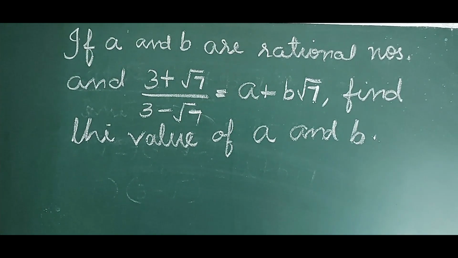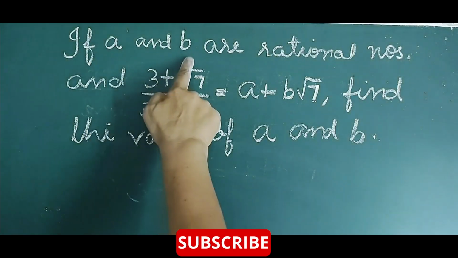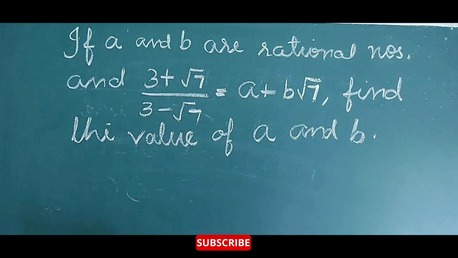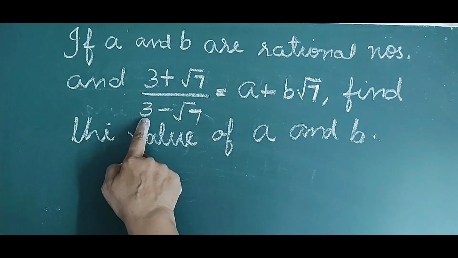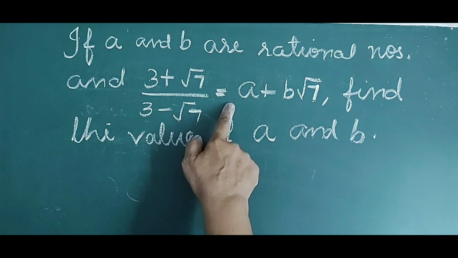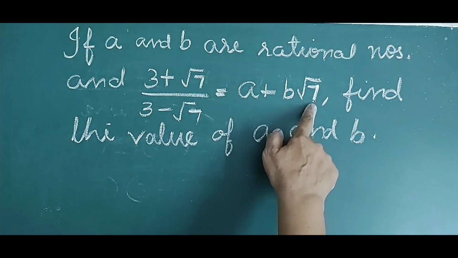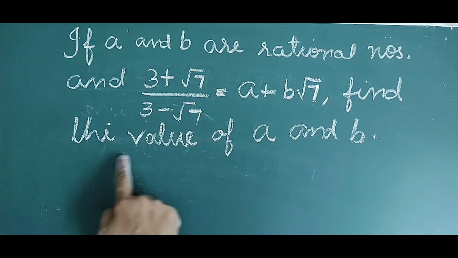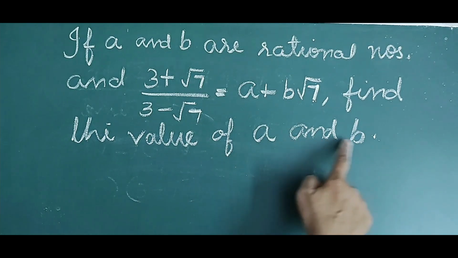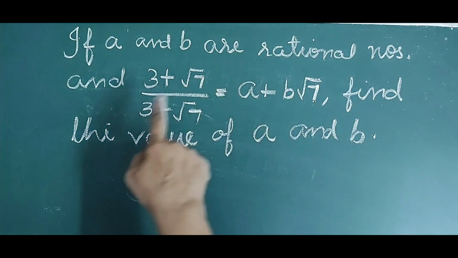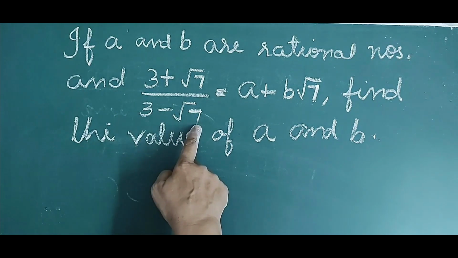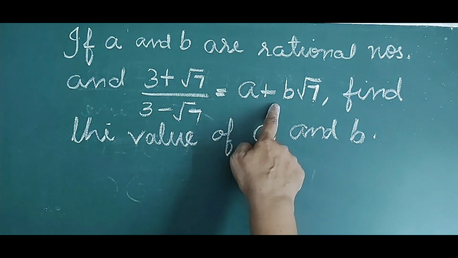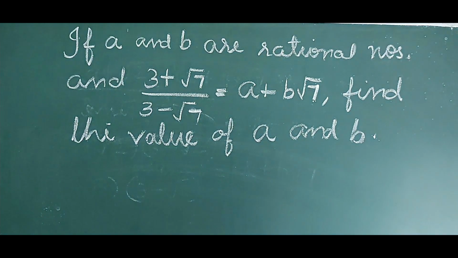Now let us consider another application based question. If a and b are rational numbers and 3 plus root 7 by 3 minus root 7 is equal to a plus b root 7, find the value of a and b. It is given 3 plus root 7 upon 3 minus root 7 is equal to a plus b root 7.